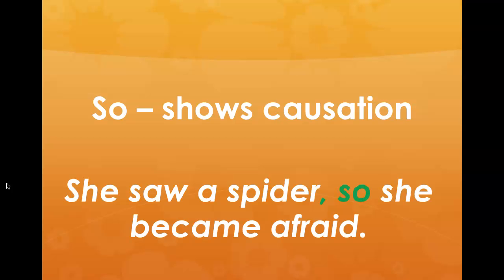And our last fanboys is so, and that shows causation. She saw a spider, so she became afraid. Why did she become afraid? Because she saw a spider. Notice for all of these fanboys, we have to have two different clauses. She saw a spider, she became afraid. And we always, or most of the time, link them with a comma and the fanboys.